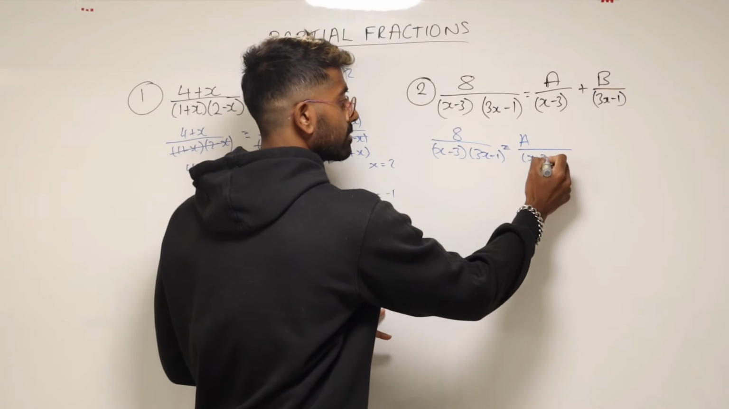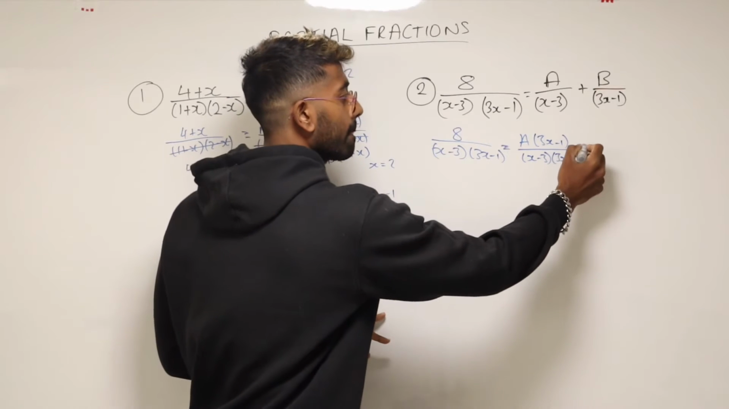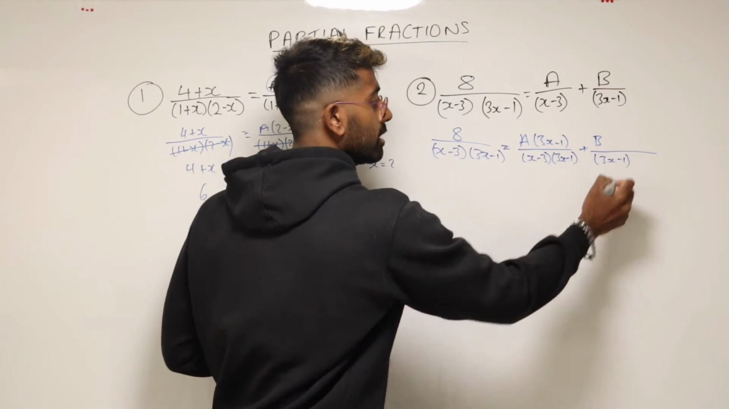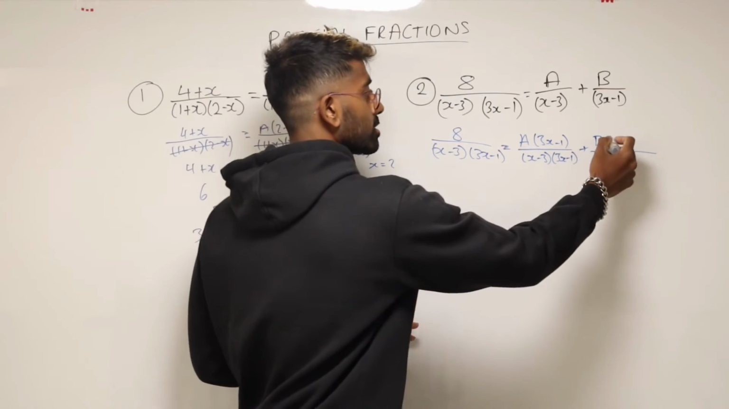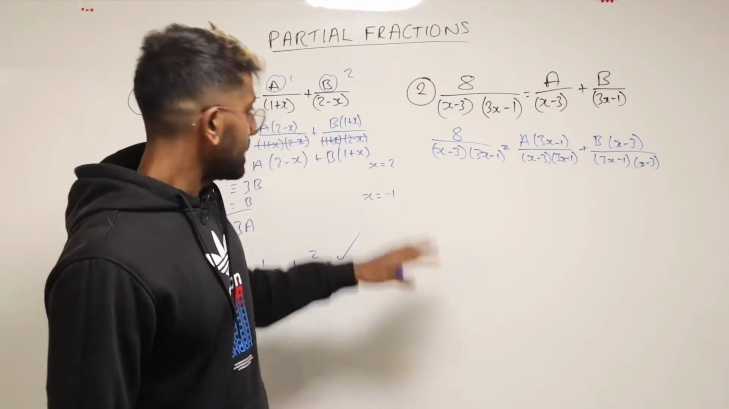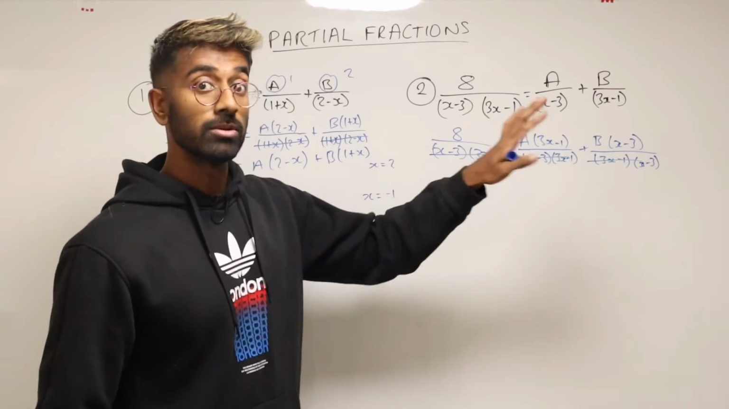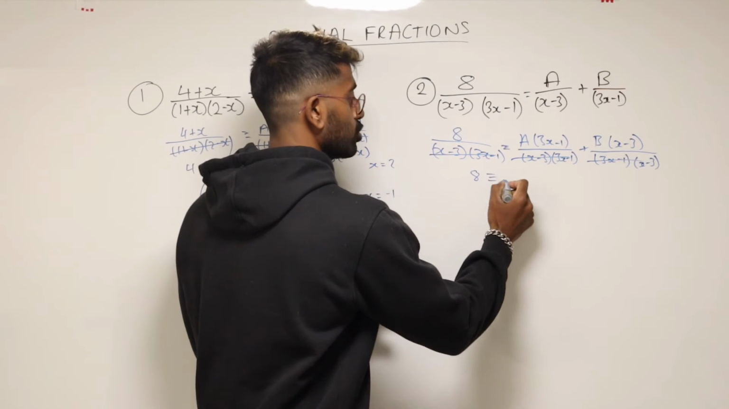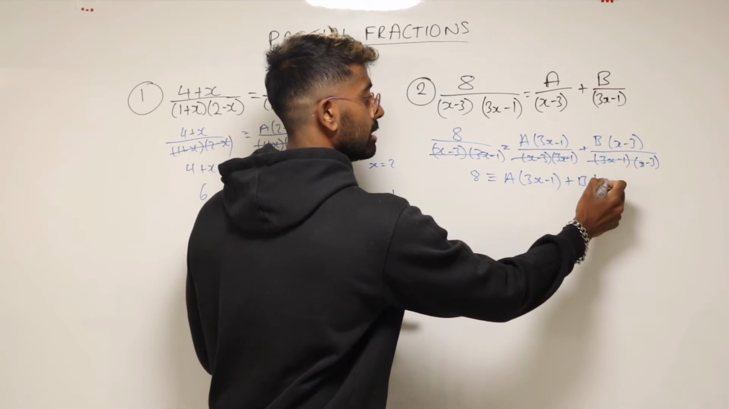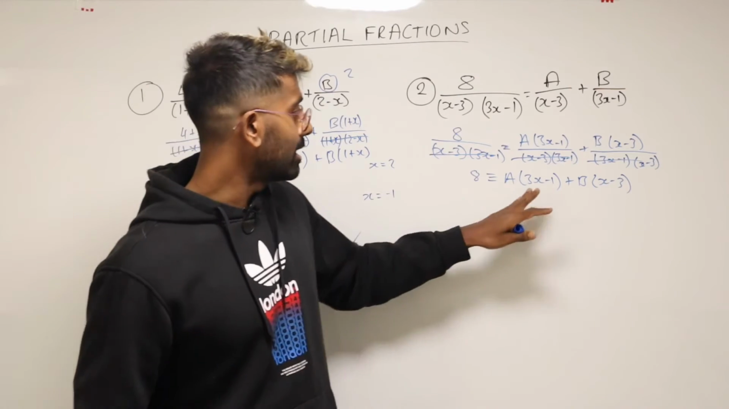Now the bottom had an x minus 3, but I need to get a 3x minus 1 in there, so I must multiply the top by that as well. And then b already had a 3x minus 1 there, so we need to multiply this one by x minus 3. Because the bottoms are all the same, we'll just get rid of them and only focus on the tops. So I can write this as 8 should be the same as a times this and b times this. And now again, let's start picking some x values to eliminate these.